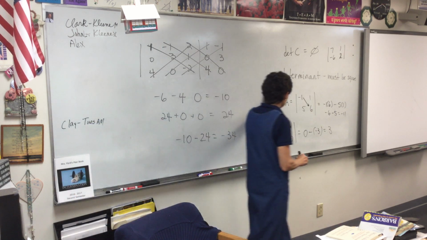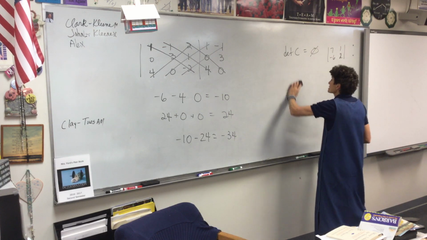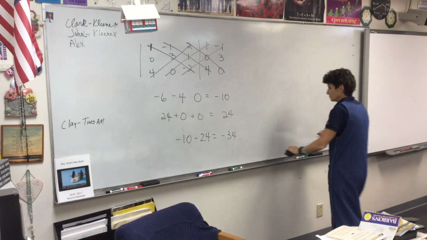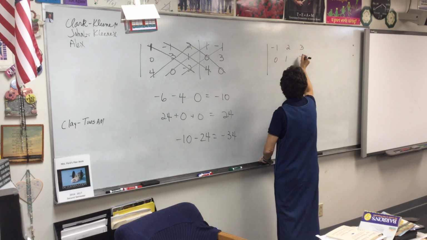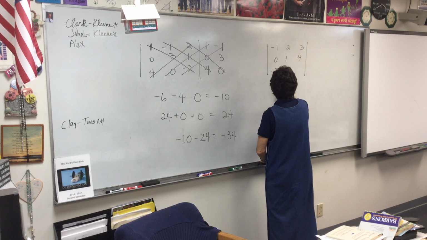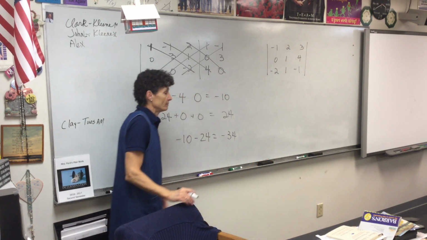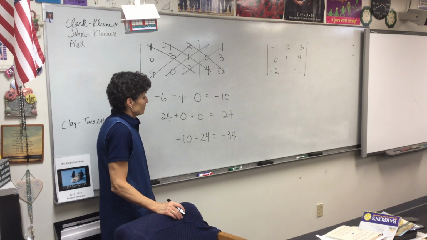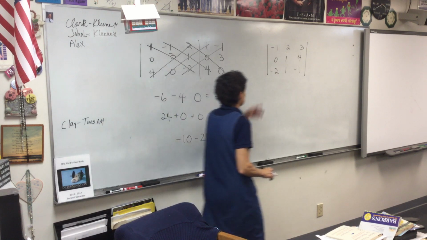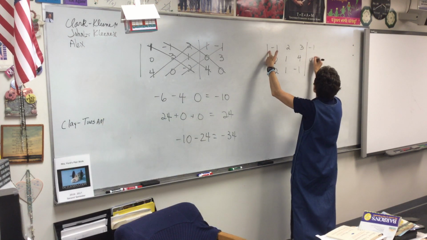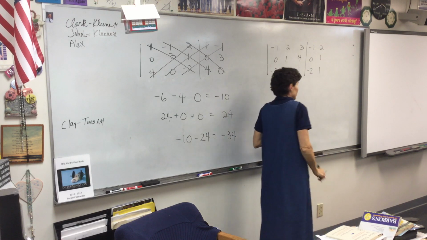Alright, so let's have you try another one. Not on the quiz, but just for another practice. Alright, let's find the value of this determinant. Alright, so what do we do first? Rewrite the first two columns. So -1, 0, and -2, and 2, 1, 1. Rewrite the first two columns.